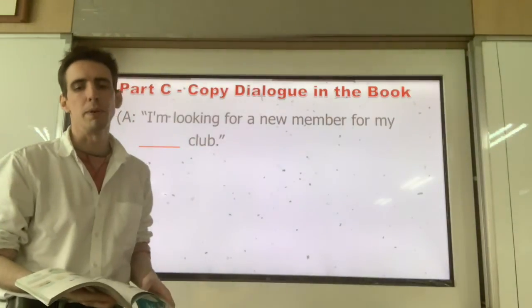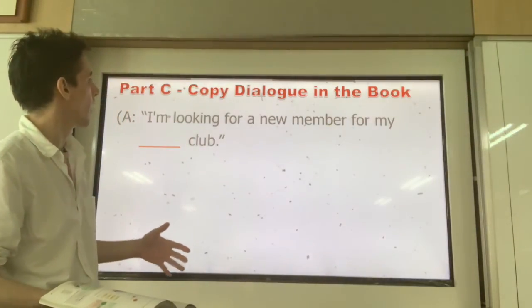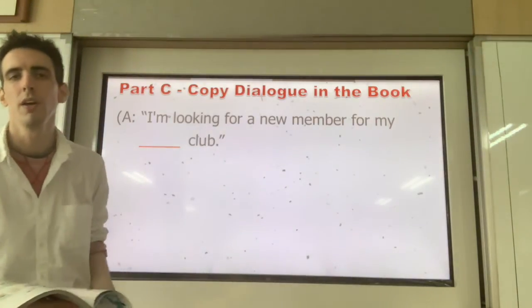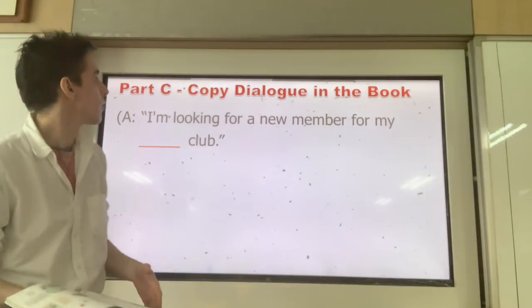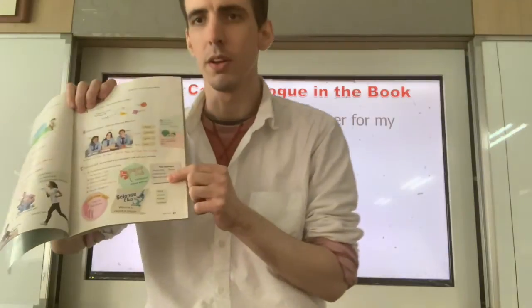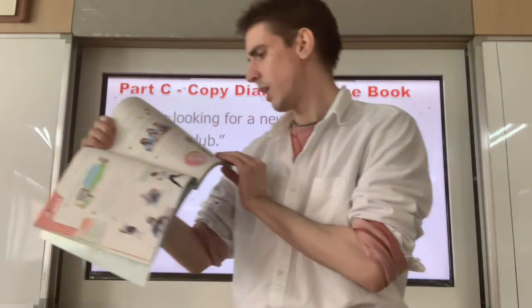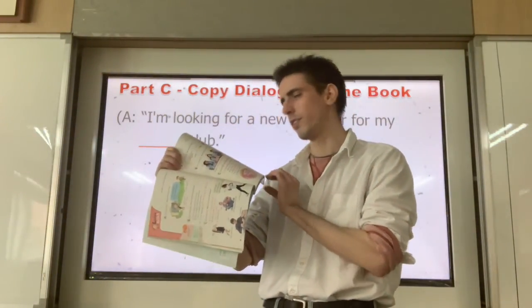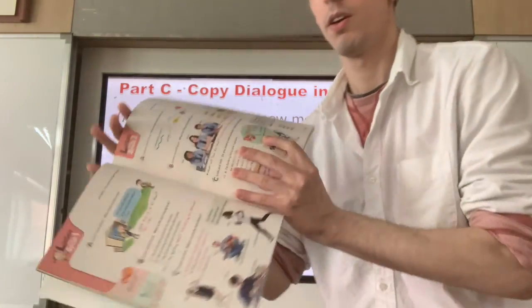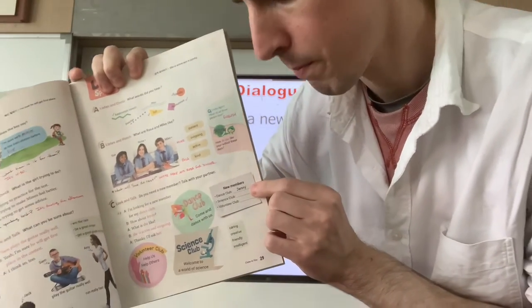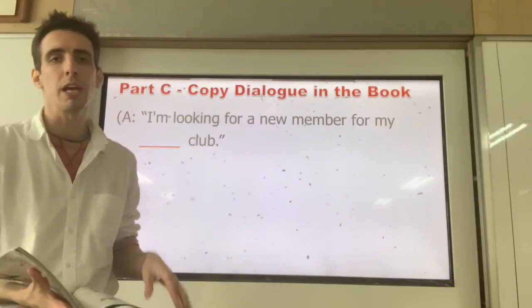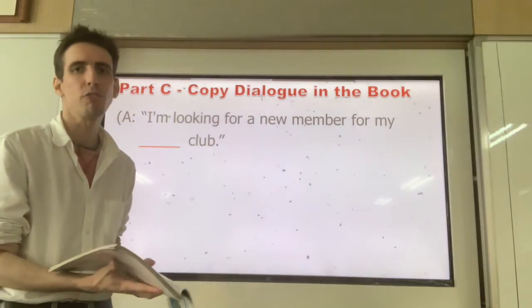I'm looking for a new member for my blank club. What kind of club? So this is orange. We're looking for an adjective. So I'm looking for a new member for my, and then over here, you can choose a club. So dance club, science club, volunteer club. And then also, right here, you see the name Jenny. You can write the name of your best friend, you can write your name, you can write my name, because we need it for this part.